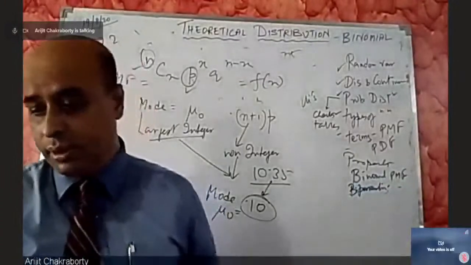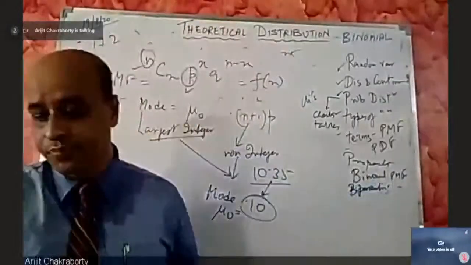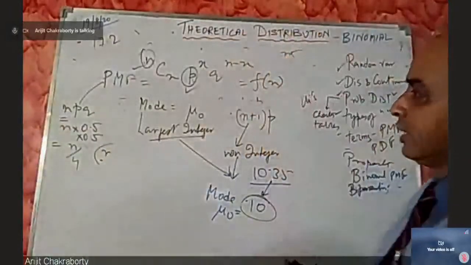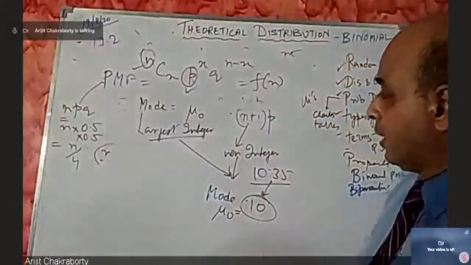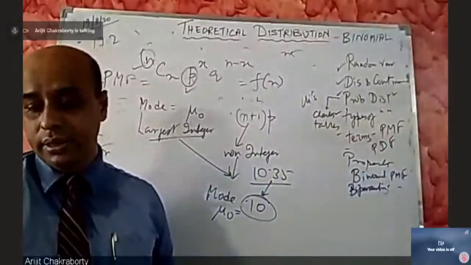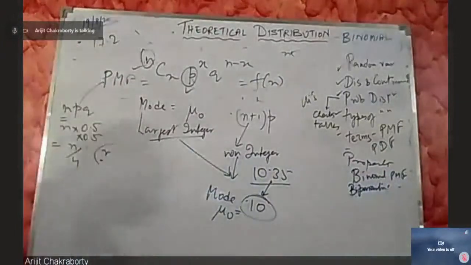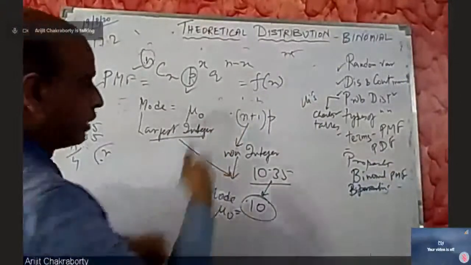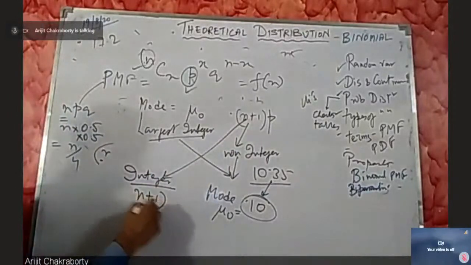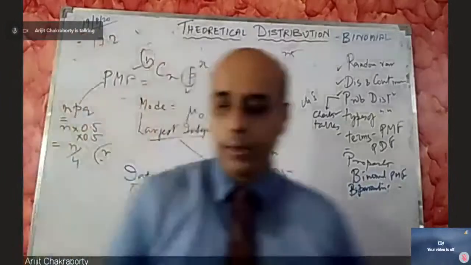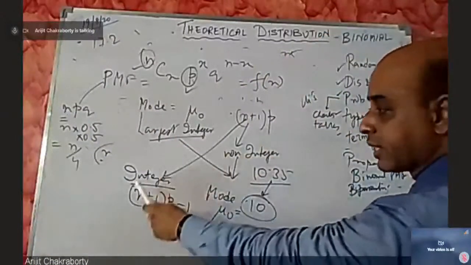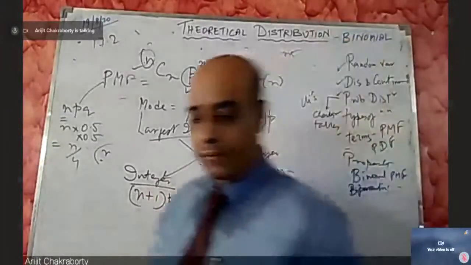And now we will see a few questions. Of course, we have seen the mode in the case when n plus 1 into p is a non-integer. Now what happens if n plus 1 into p is an integer? If this is an integer, then we will take the largest integer in n plus 1 into p minus 1. So if you find that n plus 1 into p is an integer, then we will take the largest integer in n plus 1 into p minus 1.